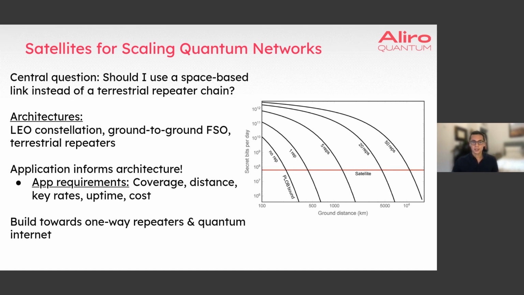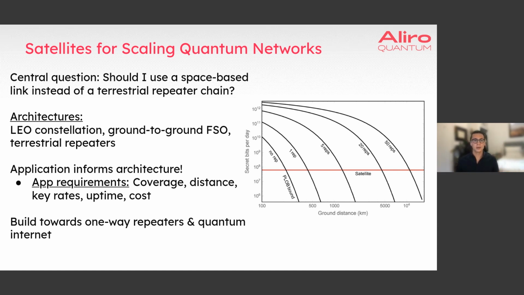There is no one-size-fits-all architecture here. It really depends on the application. So the application informs the architecture. The application requirements really inform what's the best link and hardware setup we need. So the application may require a certain coverage. Are we talking about full global connectivity? Are we talking about regional connectivity?